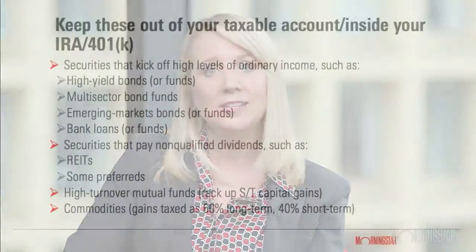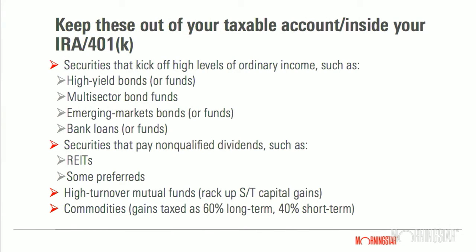So in terms of investments to keep out of your taxable accounts and inside your tax-sheltered accounts, any security that's kicking off a high level of ordinary income, so high-yield bonds, emerging markets bonds, multi-sector bonds or bond funds, securities that pay non-qualified dividends like REITs, like some preferred stocks, high turnover mutual funds I would put under this heading, and commodities funds where your gains are taxed 60% as long-term and 40% as short-term. Those would all be categories that, to the extent that I owned them, I'd want to keep them housed within my tax-sheltered accounts.